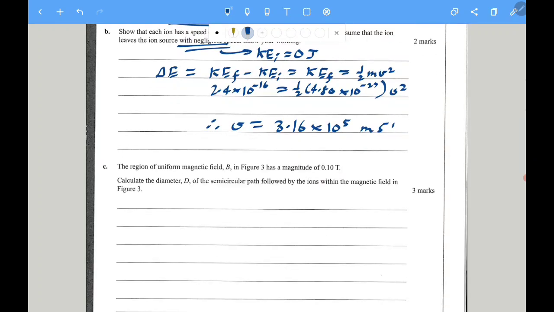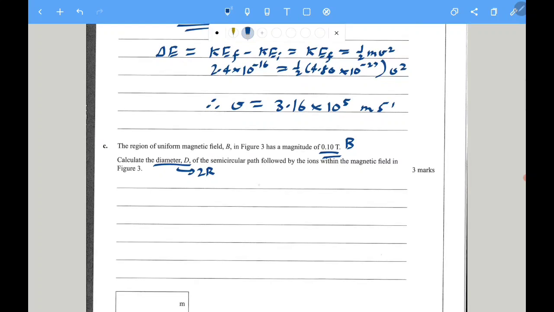Alright, now we have to look at the magnetic field part of the question, which is given by this magnitude. We have to calculate the diameter, which is double the radius, of the semicircular path followed by the ions within the magnetic field. So we have to use the relationship between the magnetic force and the centripetal force. Now, if we isolate R, which again is related to the diameter, we will get that R is equal to mv over qB, since one of the v's cancels out.